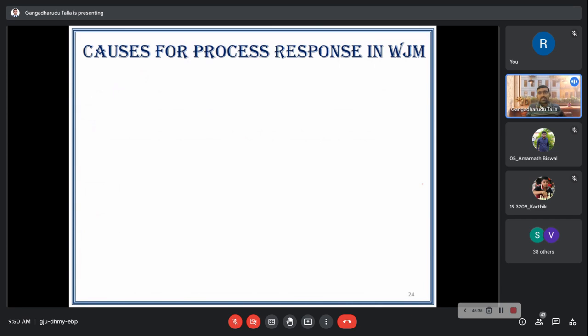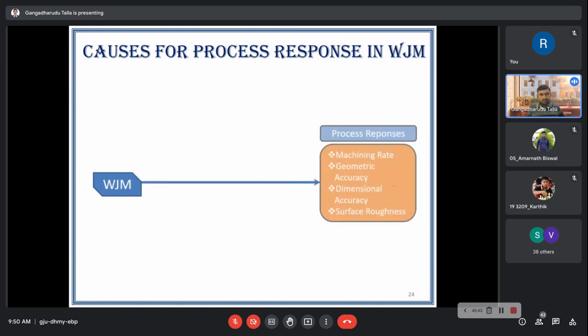Now, causes for process response in water jet. This is again a fishbone diagram. What are the responses? What are the points of interest in water jet machining? Machining rate or material removal rate: how fast I can cut the material. How accurately I will cut the material. Accuracy means geometric accuracy and dimensional accuracy. Both are similar, there is not much difference here.